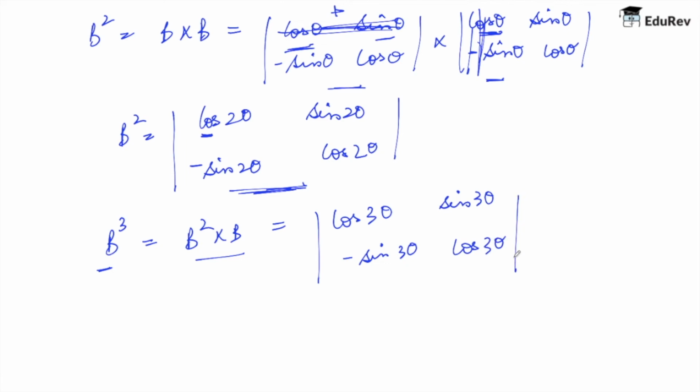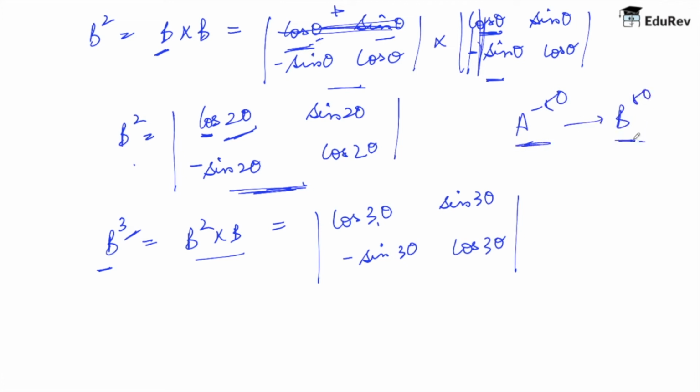But wait a minute. Can you see something like a form of pattern? Yeah, for sure. The thing is that when I was writing only B, theta was only theta. When I calculated B square, theta became 2 theta. And when I calculated B cube, theta became 3 theta. This means as I'm raising the power of B, theta is also multiplied by that number. So similarly, by observing the pattern, can I write what is going to be A to the power minus 50? Now I know that the inverse of this is going to be B to the power 50.